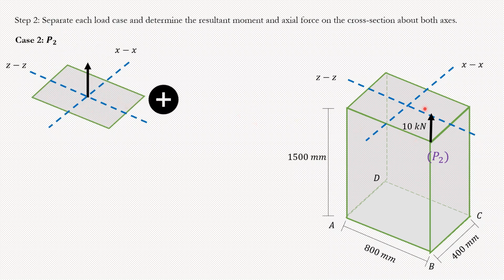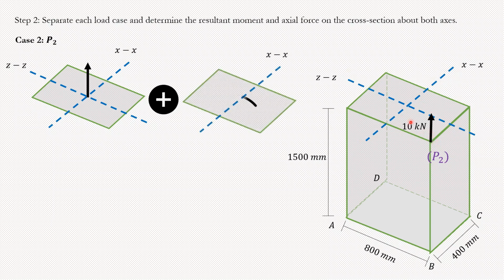Then I'm going to say this load creates moment about, again, both axes. It has eccentricity about both axes. About the XX, it has an eccentricity, and about the ZZ, it has an eccentricity. So as a result, I have to account for the moment about both axes.